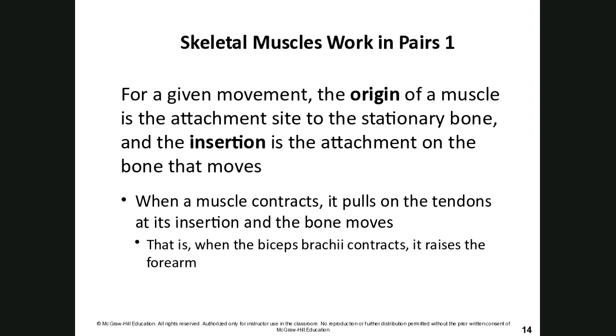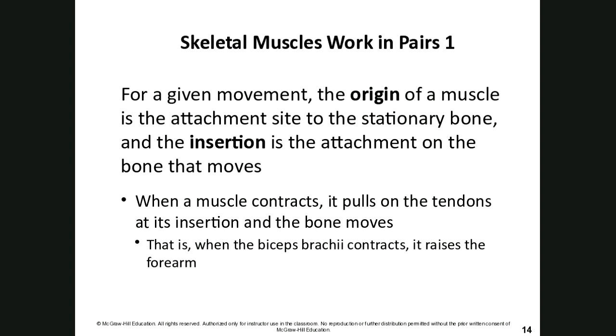So when we talk about skeletal muscles, an interesting fact about them is that a lot of times they will work in pairs. The way skeletal muscles are attached is that all skeletal muscles, for the most part, have an origin. That origin is where the muscle attaches to the site of a bone that is not moving. So that is what we call the origin.